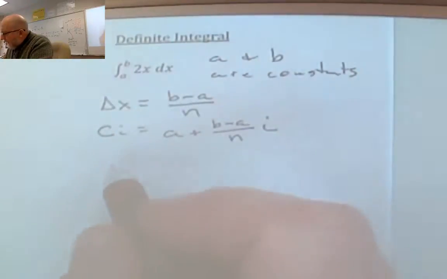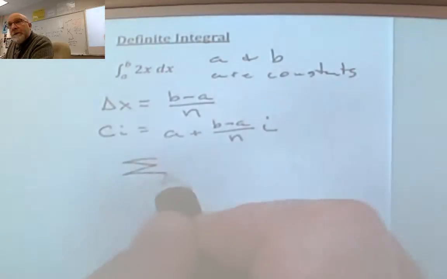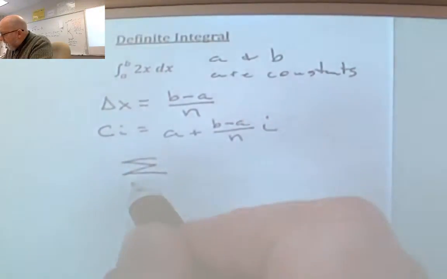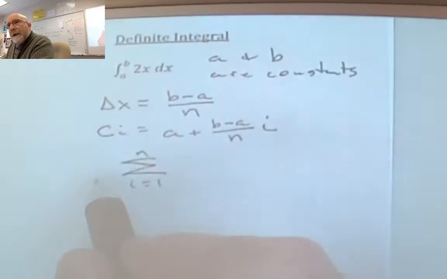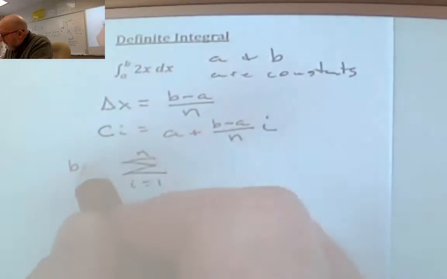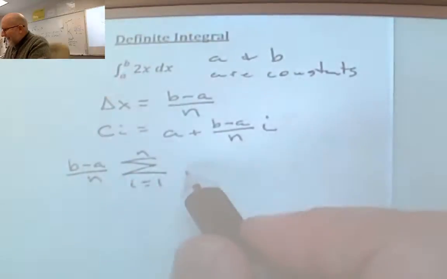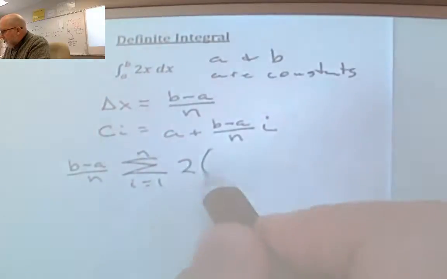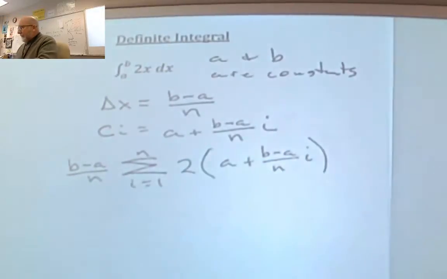Okay, the third thing is how I got the summation, right? Because I got to add up all the areas, right? And it's going to go i equals 1 to n. What's outside in front of here? B minus A over n. What's inside here? It would be 2 times parentheses A plus B minus A over n times i. Perfect, perfect, perfect. Okay?